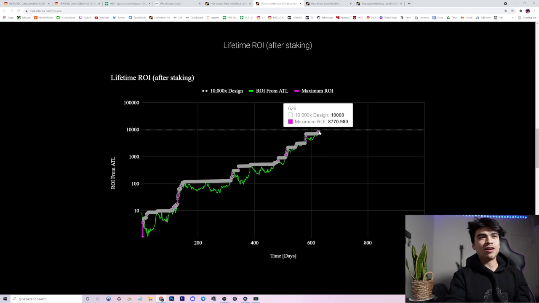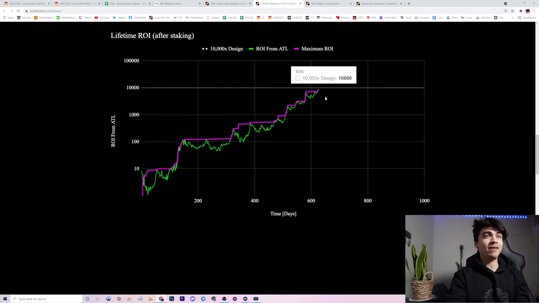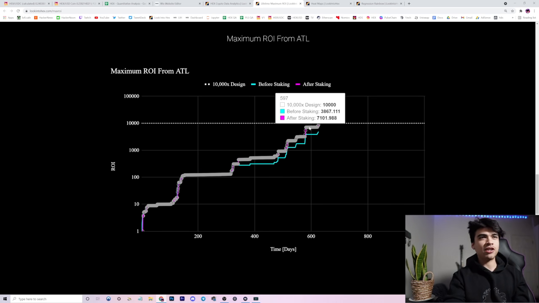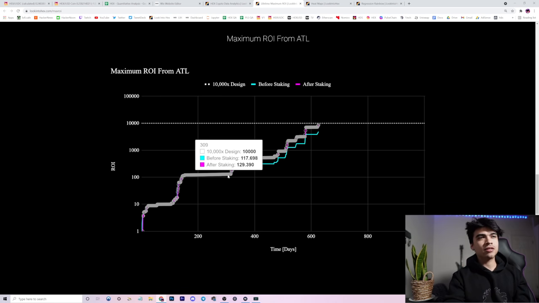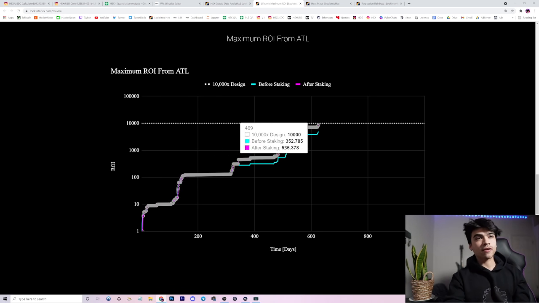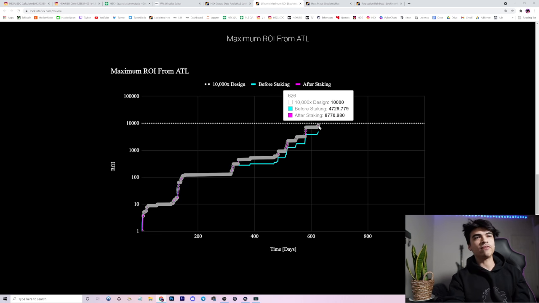We are 8,770x after staking. So very, very nice, quickly approaching our design. And you can see it here in a different combination, where you just have your ceiling functions together before and after staking to get a better idea of where stakers started diverging from non-stakers in terms of their ROI.